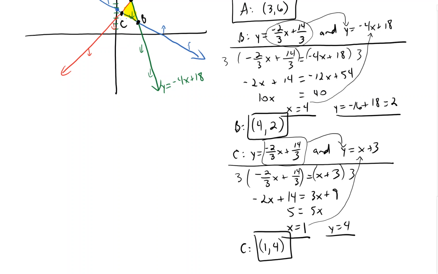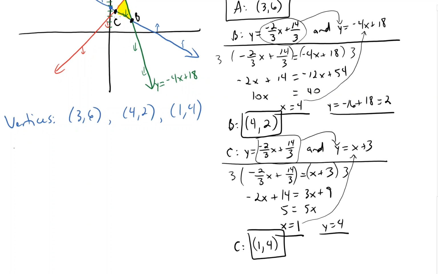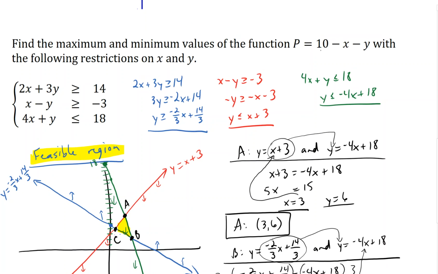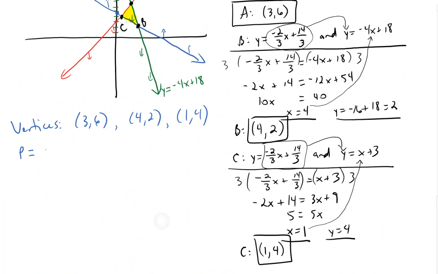So now I've got my 3 vertices. So my vertices are the ordered pairs 3, 6, 4, 2, and 1, 4. I know these are the only candidates to give me my maximum or minimum values of P. Remember, P equals 10 minus x minus y. And we want to maximize and minimize this. So I'll plug in my first ordered pair, 3 and 6. So I've got 10 minus 3 minus 6, which gives me 1. So P is 1.